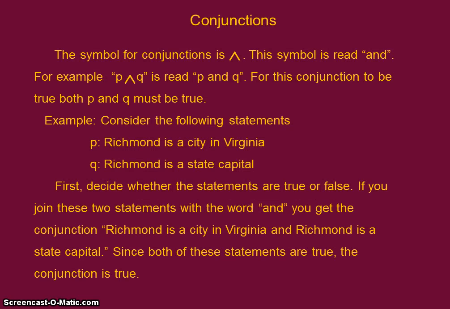Let's look at conjunctions. The symbol for conjunction is arrow up. This symbol is read and. For example, P arrow up Q is read P and Q. For this conjunction to be true, both P and Q must be true.